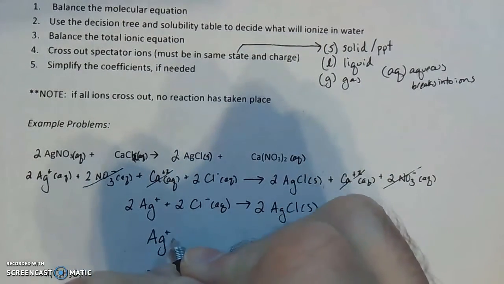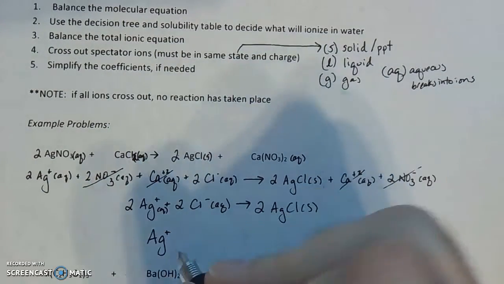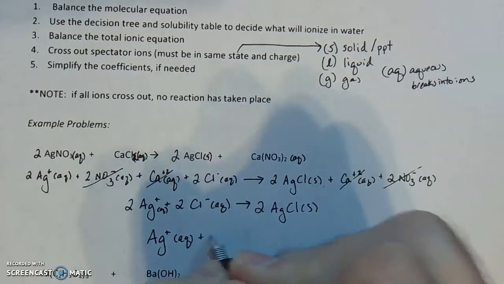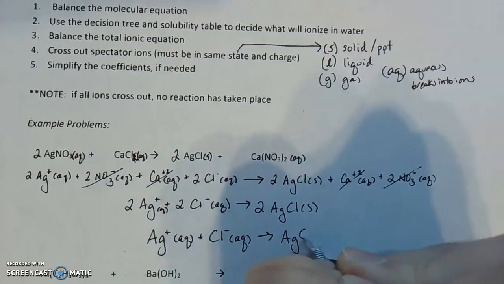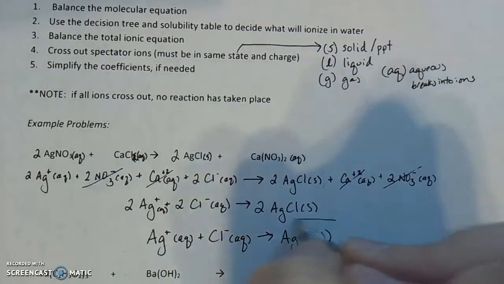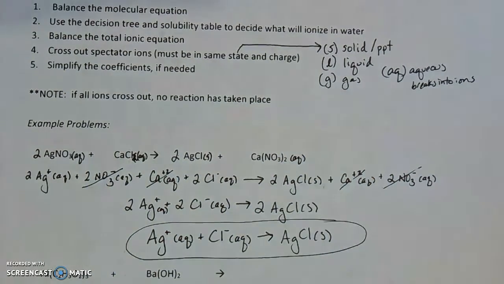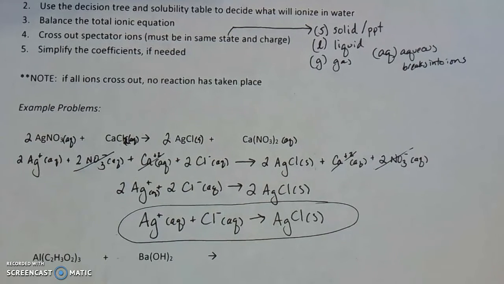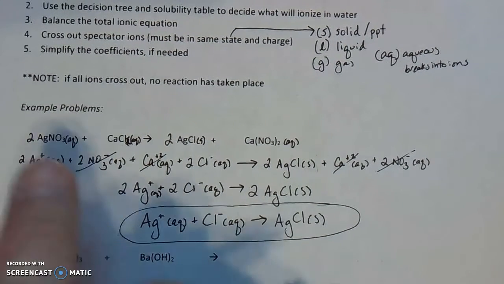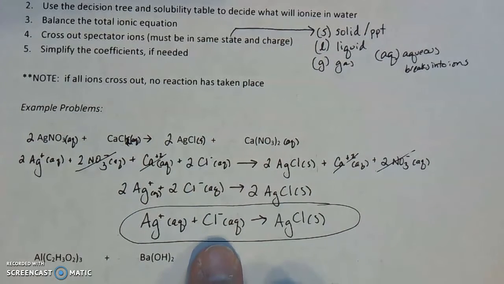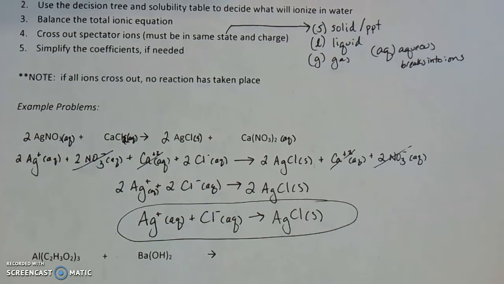So our final answer, and I forgot my AQs on that one, is this. So that is our final answer. Really, from this reaction, this is the thing that is going on that is changing. Everything else is remaining the same. The silver ion and the chloride ion form a solid precipitate.